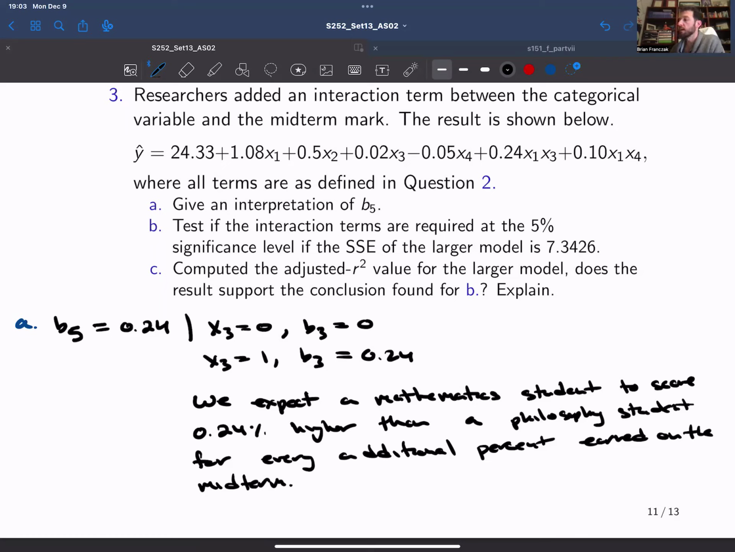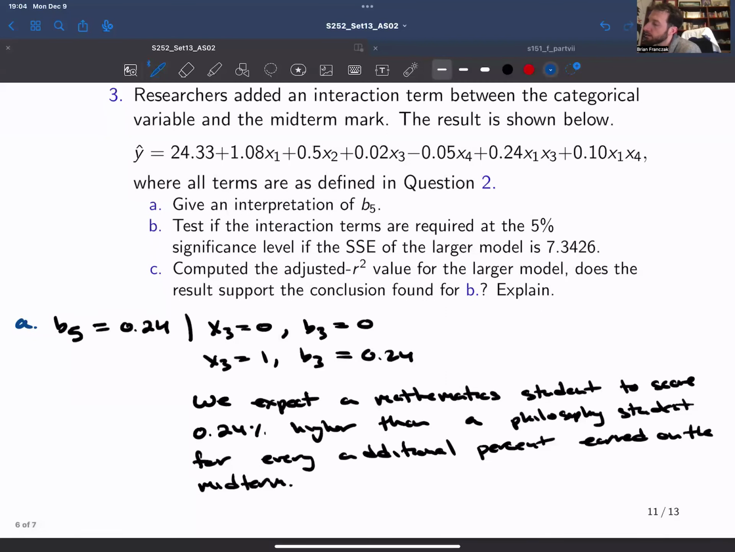So what we can say is between a philosophy and a mathematics student, every time each student earns a point on the midterm, their score on the final is going to change at a different rate. So the philosophy student's score in the final will consistently move up at 1.08. The mathematics student's score on the final will move up at 1.08 plus 0.24, so 1.32. But the difference is that 0.24. So at every point, there's 0.24 values apart on their final exam score. And that's what we're reflecting here.